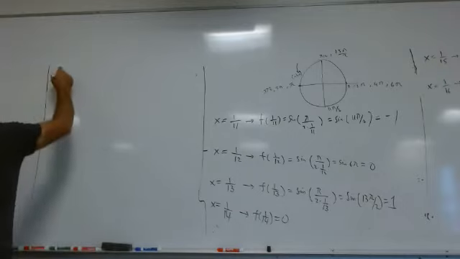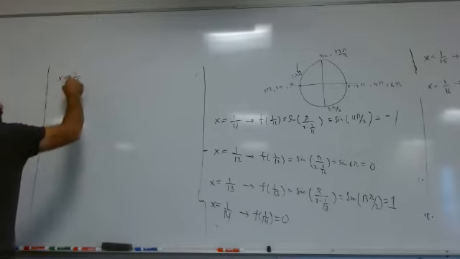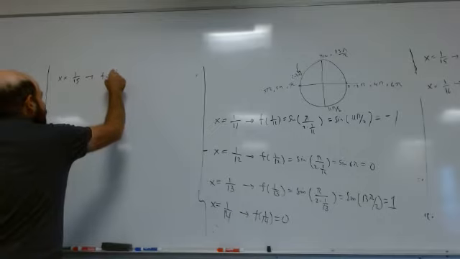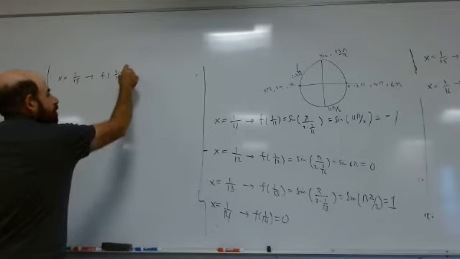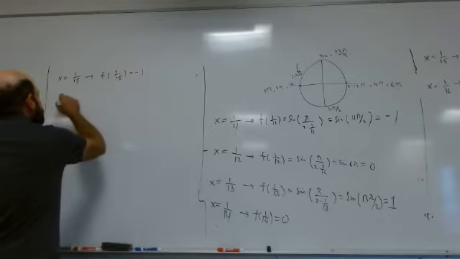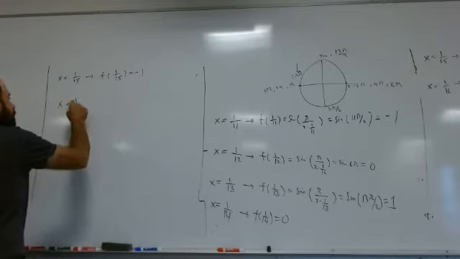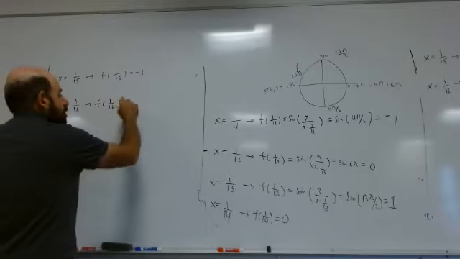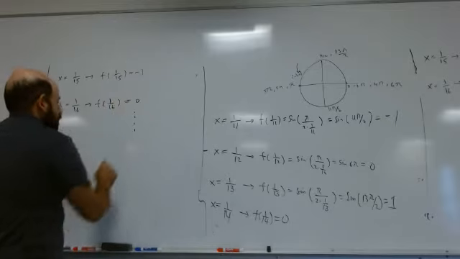1 over 15. F of 1 over 15 will be minus 1, and then 1 over 16. F of 1 over 16 will be again 0, and so on. So look at the output.